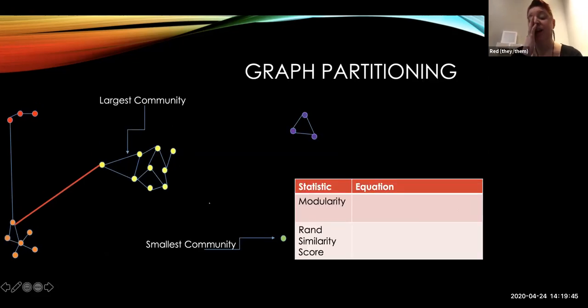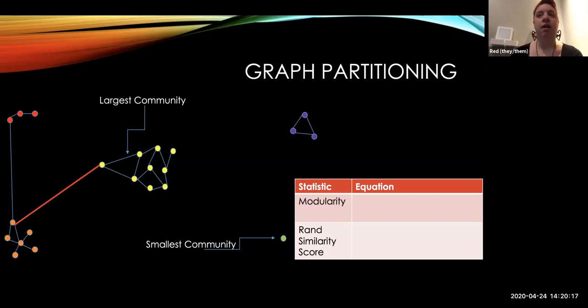Okay. Now, the last thing I said I was going to talk about was graph partitioning. Graph partitioning is taking our network and splitting it into groups of nodes that are more connected to each other than to the rest of the network. It's also called community detection. It's something that I do a lot. It's one of my favorite things to do with network analysis because it allows me to take this huge amount of data in a network and split it into smaller groups.